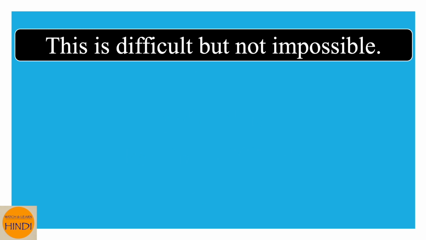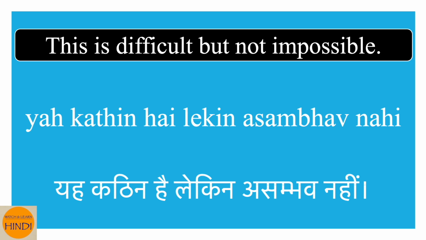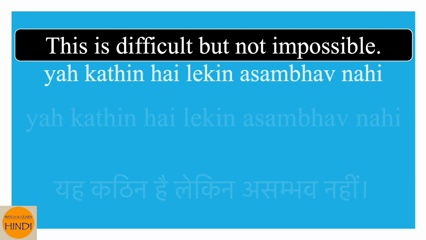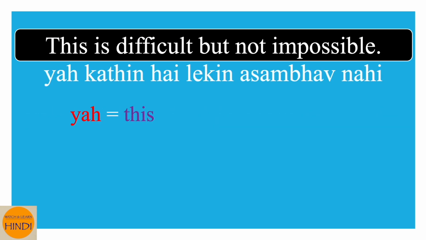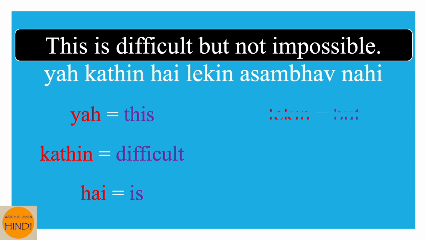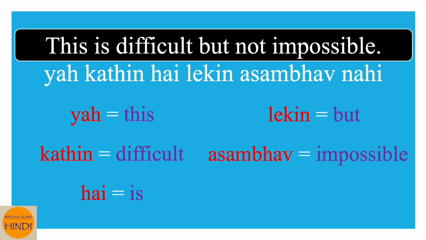This is difficult but not impossible. Yah kathin hai lekin asambhav nahi. Yah is this. Kathin is difficult. Hai corresponds to is. Lekin is but. Asambhav is impossible. Nahi is not. But nahi can also be no at other places. Yah kathin hai lekin asambhav nahi. This is difficult but not impossible.